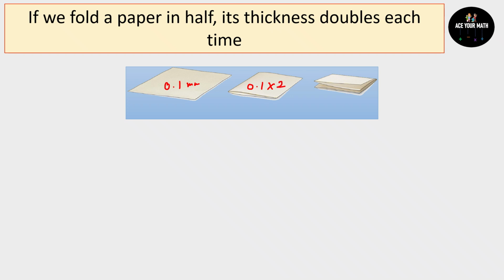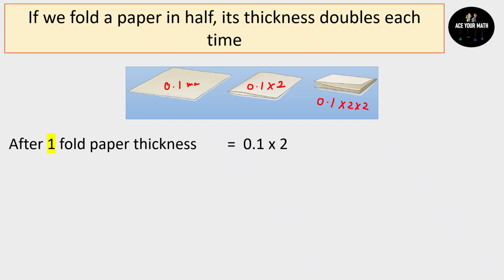And after the second fold, what will be the thickness now? It will be 0.1 multiplied by 2 and then again multiplied by 2. So for each fold, you will multiply the previous number by 2. Now we'll solve the question. What is the original thickness of the paper given? It is 0.1 mm. So what will be the thickness after the first fold? It will be 0.1 multiplied by 2, because it will be doubled with every fold.